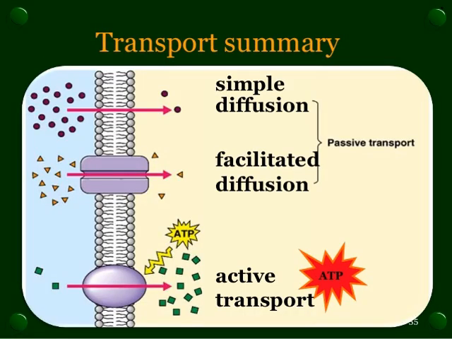This is the transport summary. You can see in the diagram, simple diffusion in the plasma membrane happens without any proteins involved. There is diffusion of substances; that is called simple diffusion. Facilitated diffusion is helped by some kinds of proteins. Simple diffusion and facilitated diffusion are both called passive transport. Active transport requires an energy molecule like ATP, so that it can move from low concentration to higher concentration.